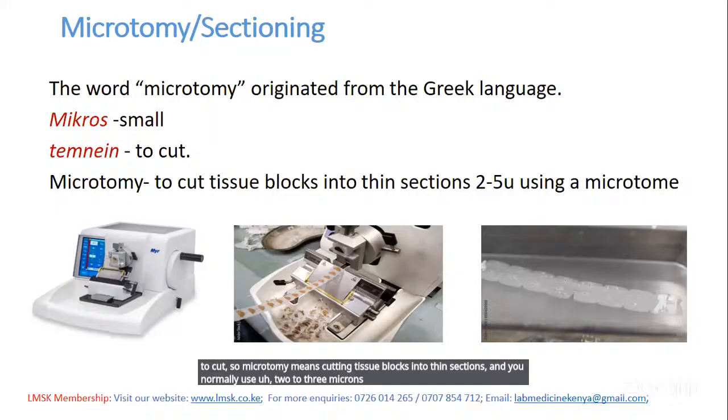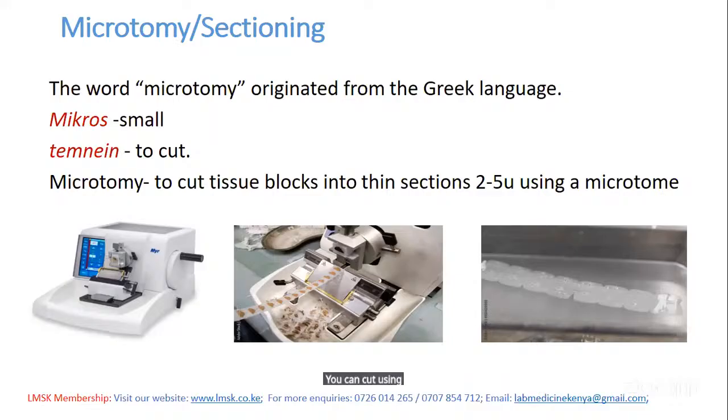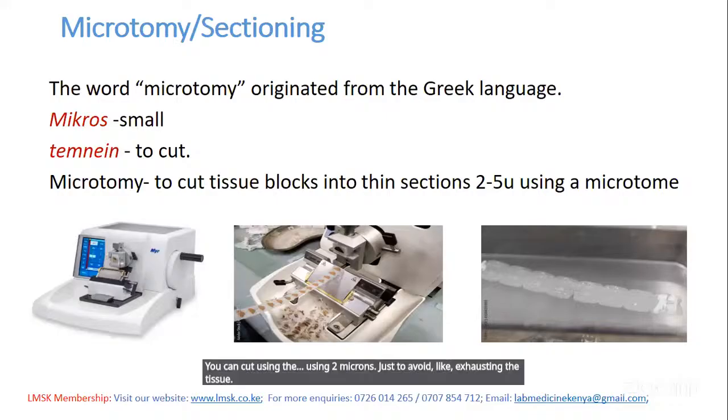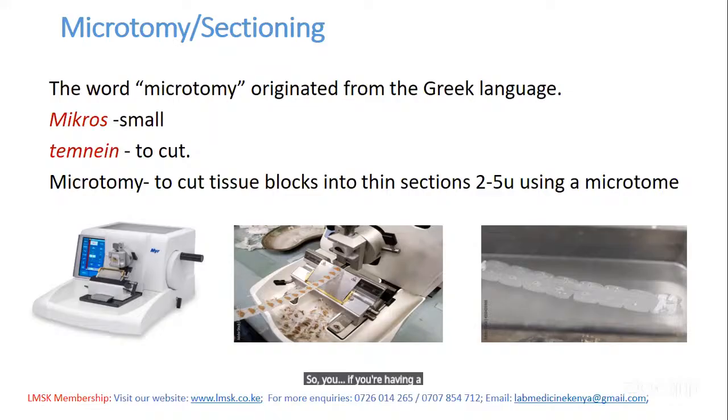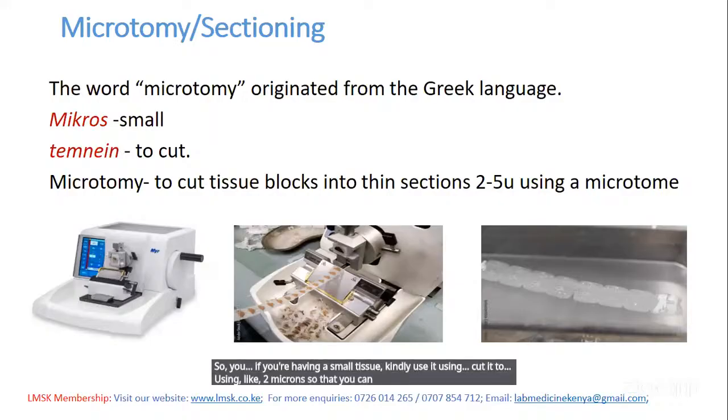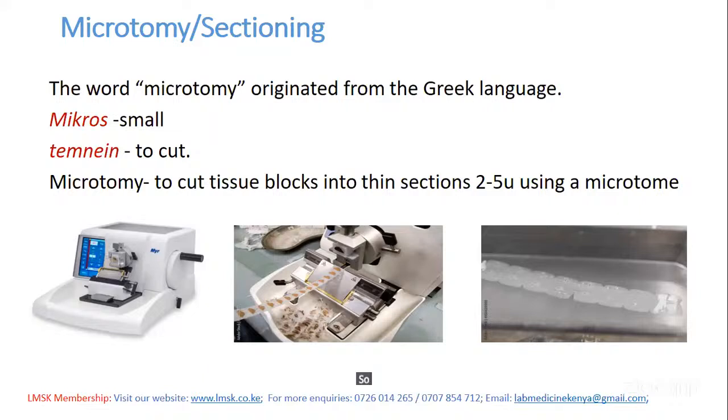If you have small tissues like core biopsies, you can cut using 2 microns, just to avoid exhausting the tissue, because you might need this particular tissue for ancillary or further studies like immunohistochemistry or special stains. So if you have a small tissue, kindly cut it at 2 microns so that you can have some tissue remaining for subsequent testing.